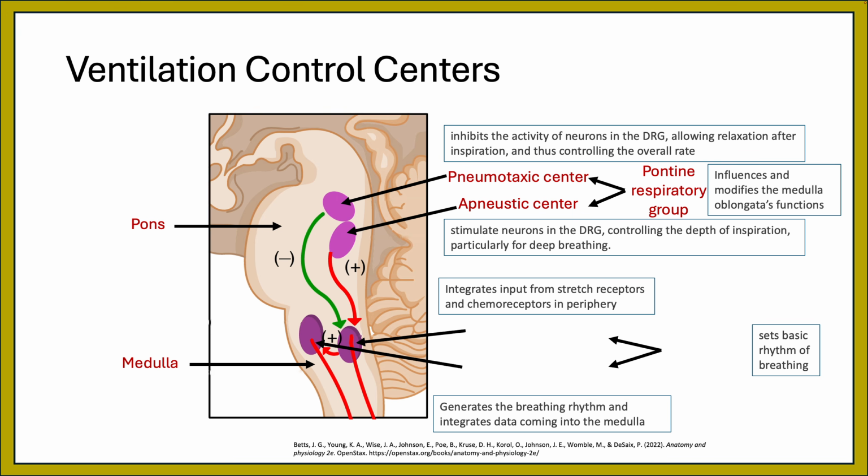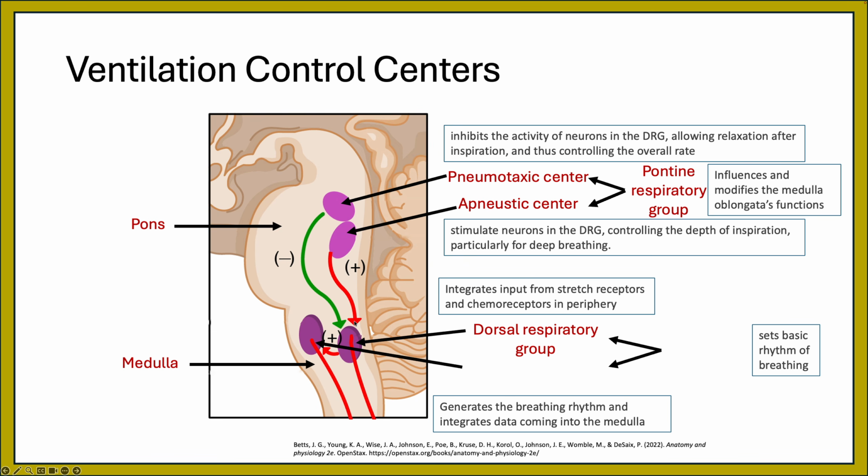So the pneumotaxic center is going to inhibit the activity of neurons in the DRG, which we'll talk about in a moment, which allows for the relaxation after inspiration, thus helping to control the overall rate. And the apneustic center is going to stimulate neurons in the DRG, controlling the depth of inspiration, particularly for deep breathing. So together they're going to influence the medulla oblongata. So we can see the pons here, pneumotaxic. It is going to be sending inhibitory signals, while the apneustic center is going to be sending positive signals.